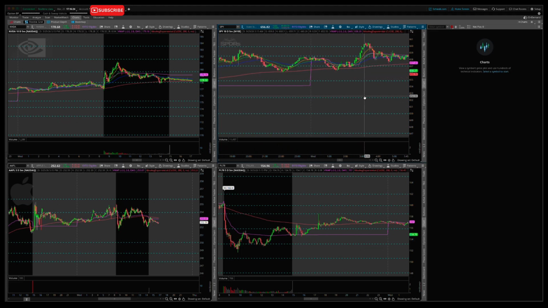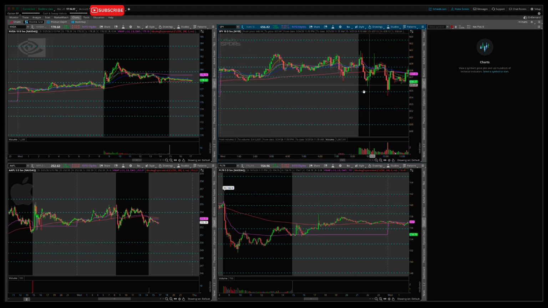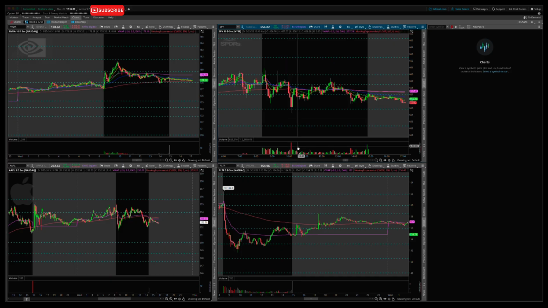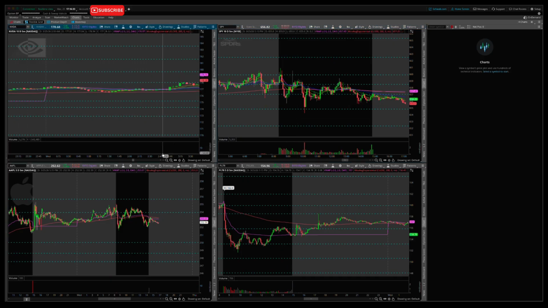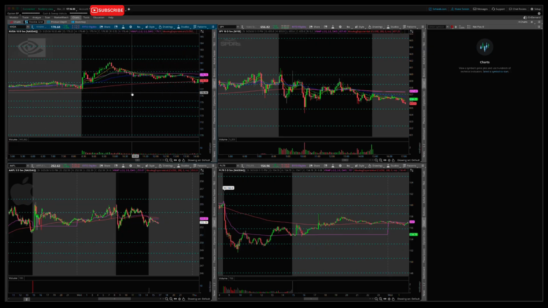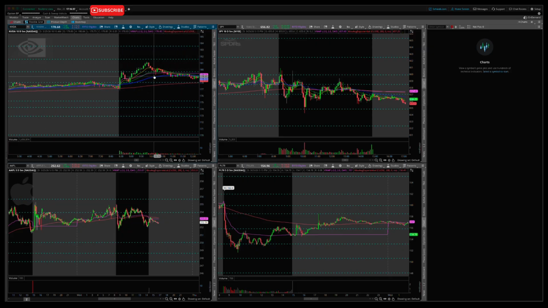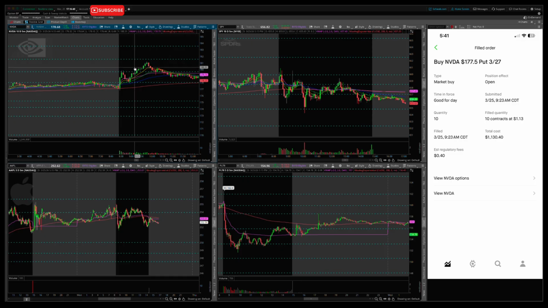And then today, March 25th, I took NVIDIA puts. Right over here. Yeah, I took NVIDIA puts. So for NVIDIA, I just wanted to see a break of 180 and fail. I got in right here at the top of this candle, same thing.